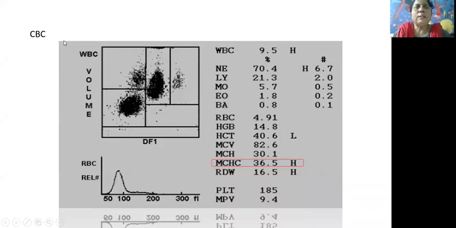So what are the investigations? In the blood count, you always remember the mean corpuscular hemoglobin concentration, MCHC. When it is high, you think of spherocytosis. In no other condition will the MCHC be high. This is the only condition. Whenever it is more than 35, think of spherocytosis.